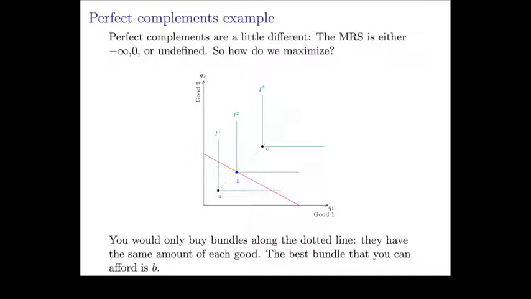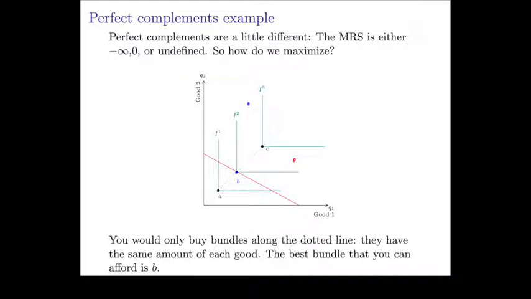Well, one thing's for sure, we know that these are consumers who only want to buy the two goods in equal amounts. So the bundle that they would want to consume would have to be along this dotted line, because anywhere else, they're consuming more of one good than the other. For example, over here, they're consuming more of good 1 than good 2, while over here, they're consuming more of good 2 than good 1.